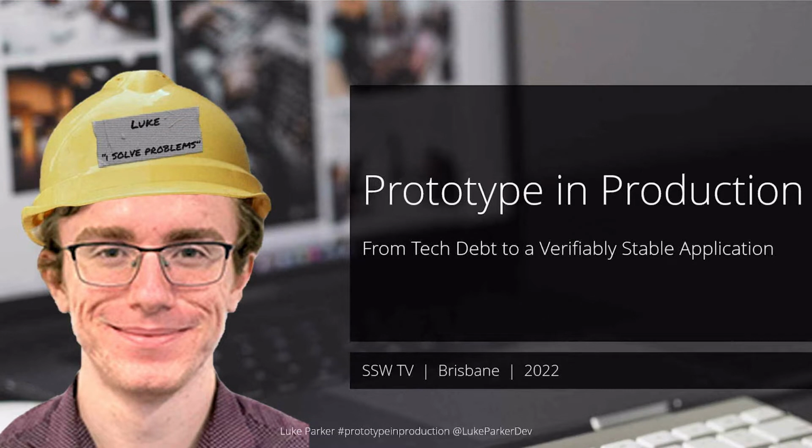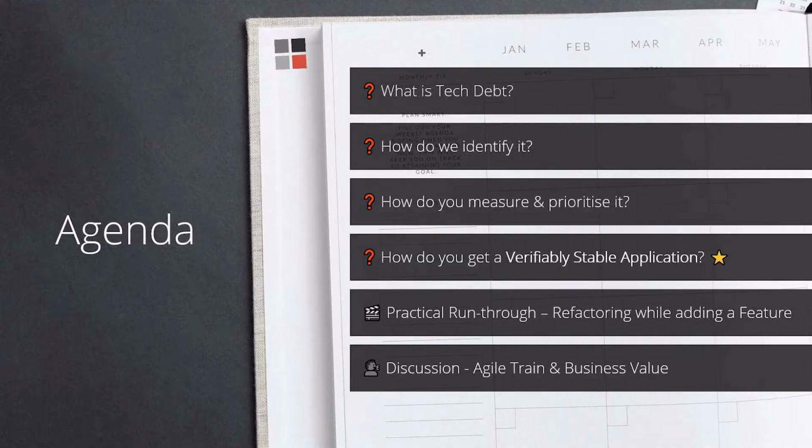We figured out the best way to slowly move away from a prototype that really shouldn't be there into something good. So we're moving from tech debt to a verifiably stable application. That term is something I've coined, which we'll talk about a little bit further on. What we're going to do is start with talking about what is tech debt, since there's some misconceptions and it's a very specific thing.